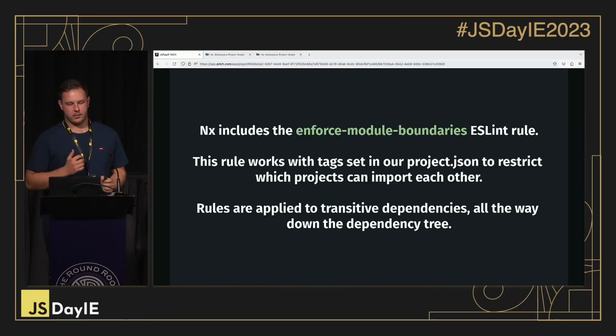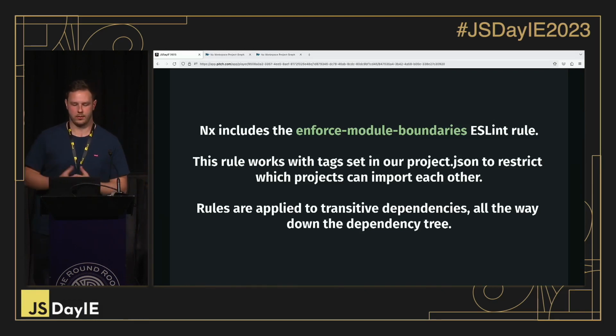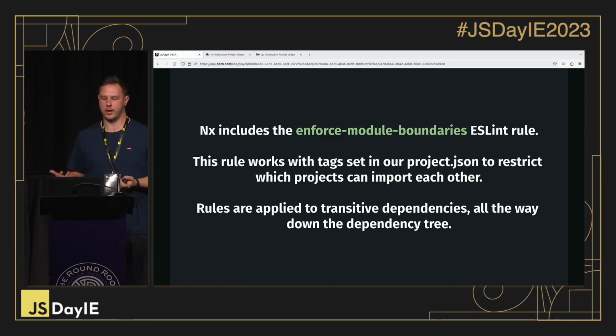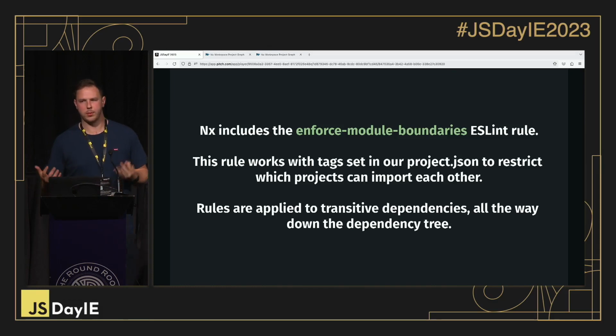So the last thing I want to touch on is this enforce module boundaries ESLint rule that comes bundled in with NX. And this rule works with a concept called tags. What we can do is set tags in our project.json files for each of our projects to tag them in whatever way is useful for us. And then this lint rule will restrict which projects are able to import from other projects based on the tags that we've set. These rules are applied all the way down the dependency tree, so if some far distant descendant has a tag, then that will feed into this rule, and it'll warn us that we're importing something that we perhaps shouldn't be.